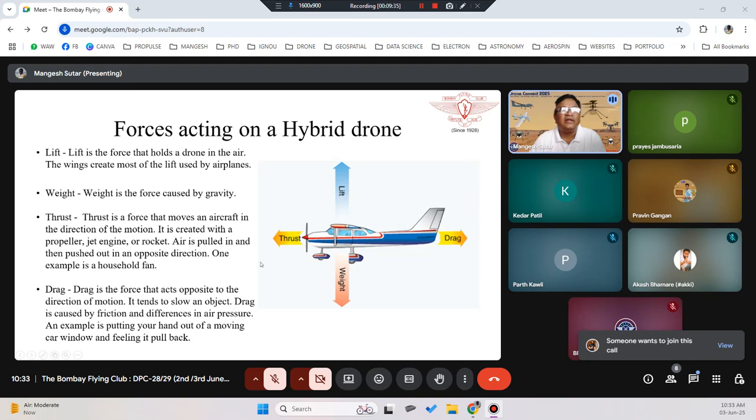For example, when you are traveling in a car or a bus, you take a hand outside and you feel the air. If you tilt it a little bit, you can see the pressure and your hand will try to go up. This is the Bernoulli principle, because a pressure difference is getting created. But if you make the hand completely perpendicular to the ground, what happens? It doesn't go up, it goes backward. So this is drag.